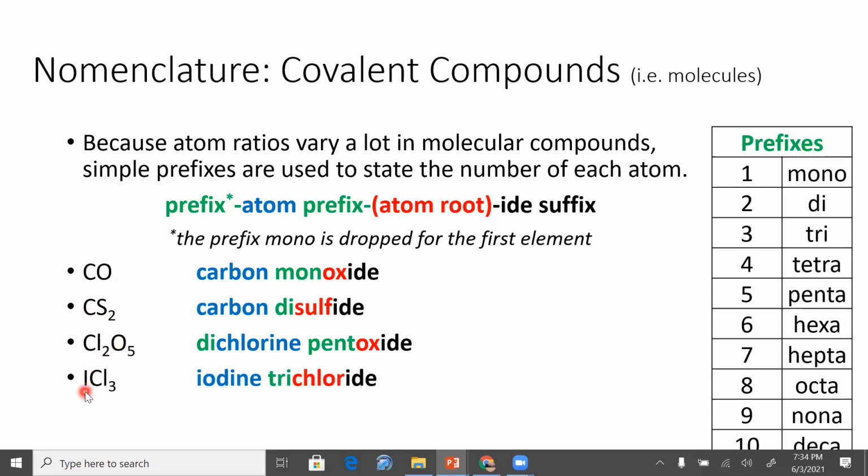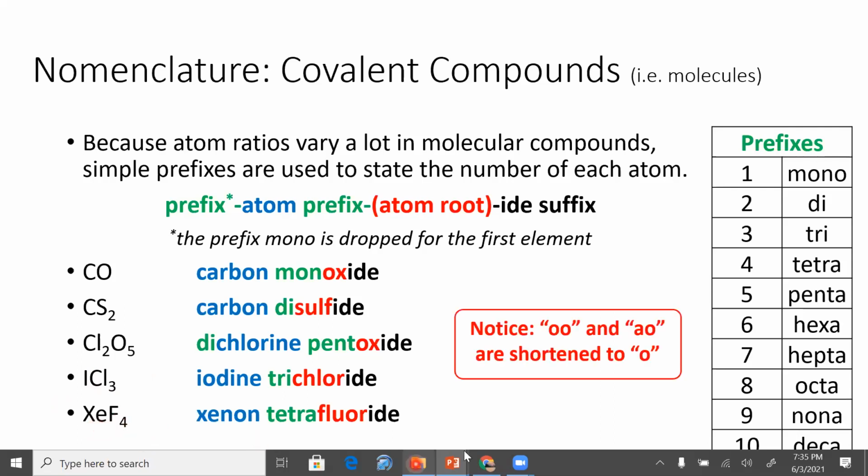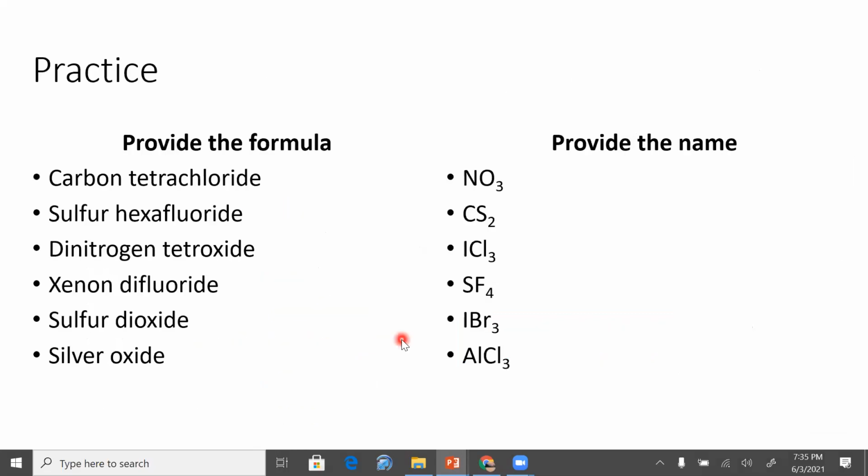Okay, iodine trichloride and xenon tetrafluoride. And just because it's awkward, if we have 2 O's together, we don't write monooxide. We're just going to combine them together and say monoxide. And if we have an A and an O in there, we're going to shorthand that and not say pentaoxide. We're just going to say pentoxide, just to make it a little bit easier.